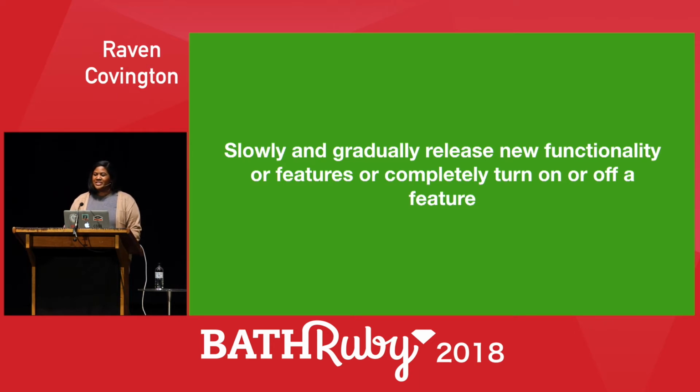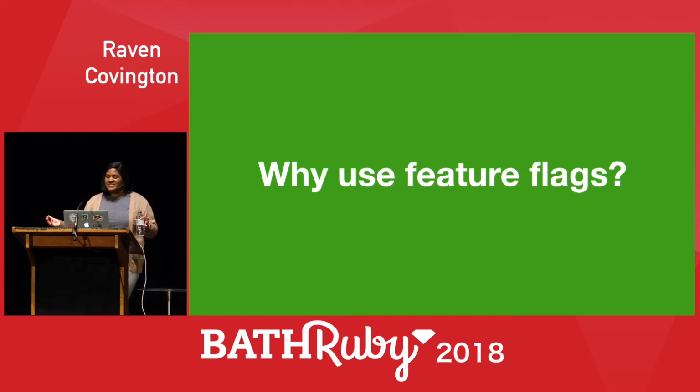You can actually use feature flags for a few different reasons, but specifically, I want to talk about how you can use feature flags to help you be confident when you are trying to release new features to your users. So let's define feature flags. It's pretty simple. You just want to use them as a tool to slowly and gradually release new features to your users. Pretty much that's it. So why would you want to use them?